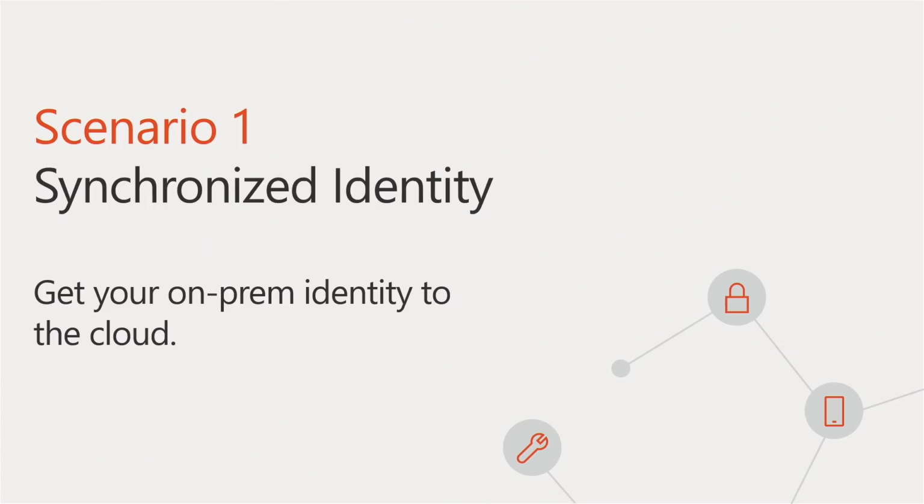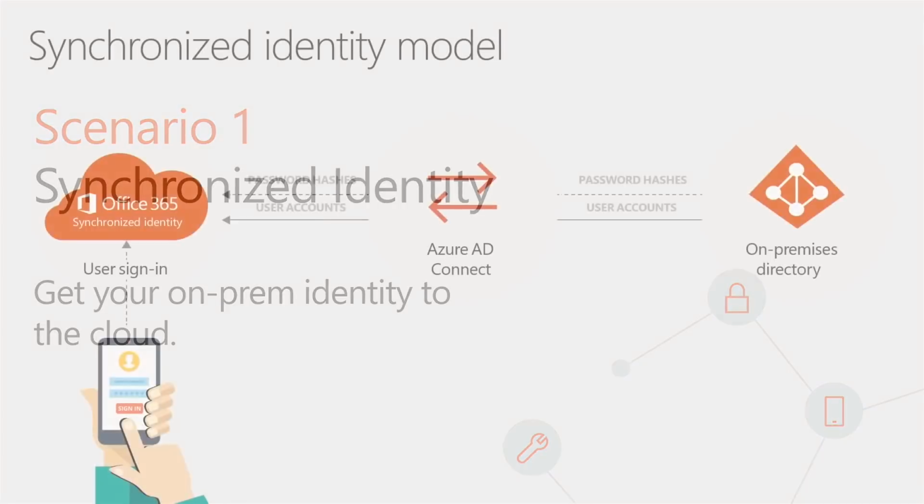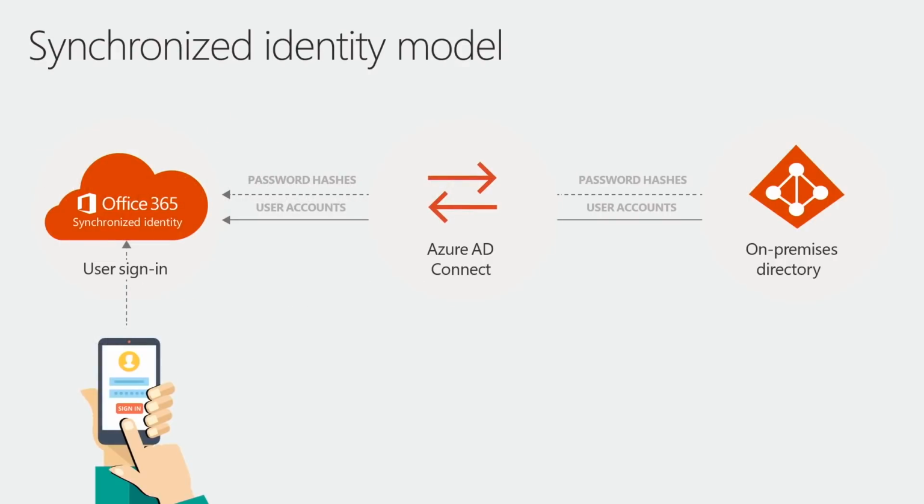Let's dive in. Synchronized identity. Now, remember these first two questions. The first question was, where do we store our users? In this case, we're storing our users in an on-premises directory still. The second question, how do our users sign in? Our users are signing in to Office 365. You can see that on the left-hand side of the screen. So how do we get our users into Office 365 if we're storing them in our on-premises directory?